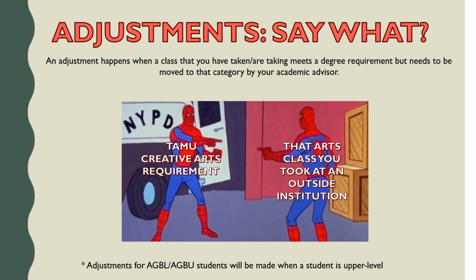As a reminder, while it's an official assignment, the planner is an unofficial tool and it doesn't always put planned or completed classes in the correct area. Something that you have to pay attention to when filling the degree planner out is whether or not you're needing any adjustments. An adjustment happens when a class that you've taken or are taking meets a degree requirement, but it might need to be moved to that category by your academic advisor.